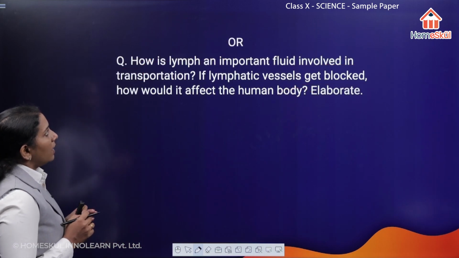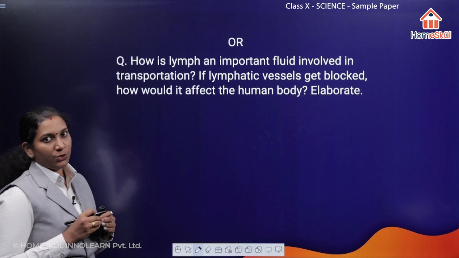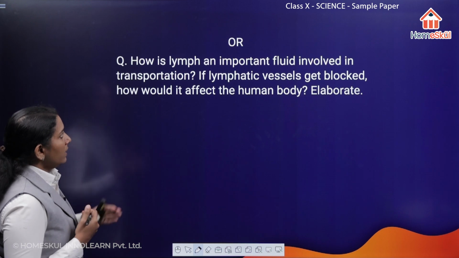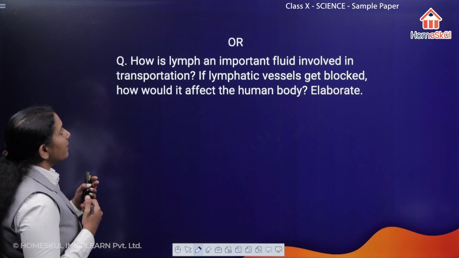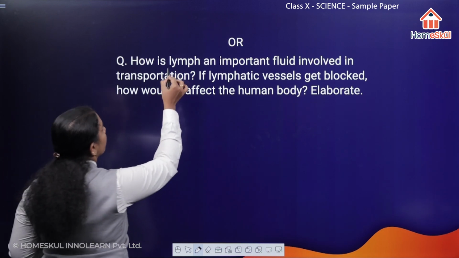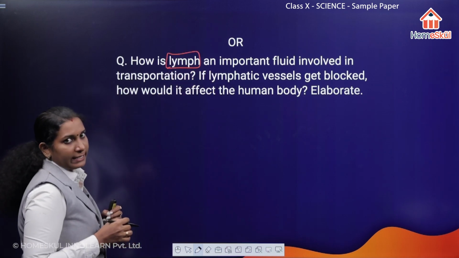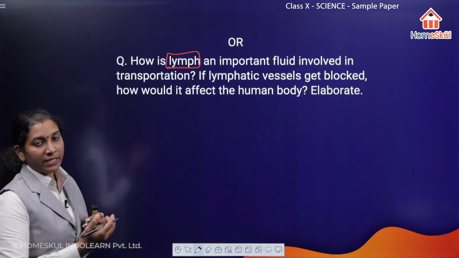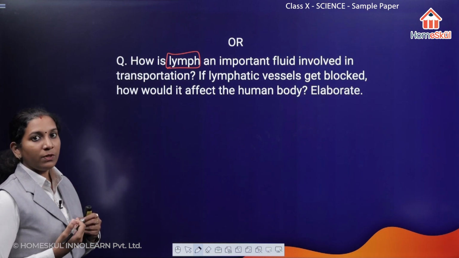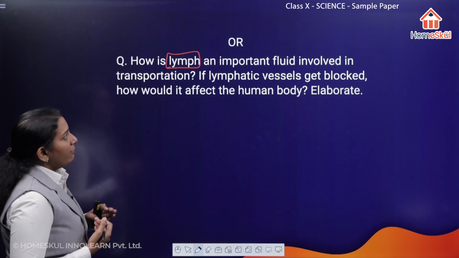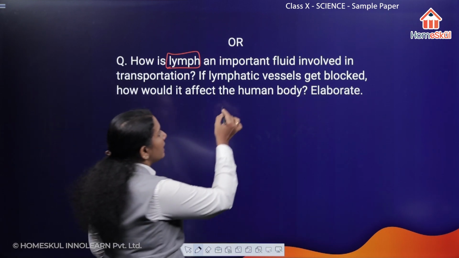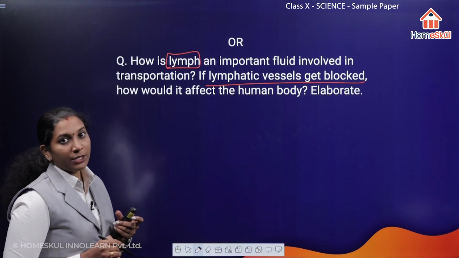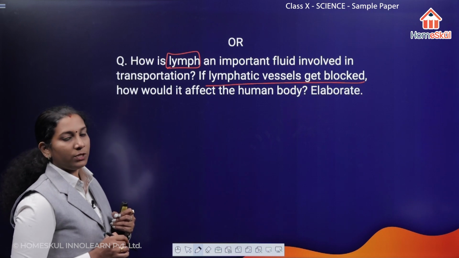Then, in this question, you have an OR question too. So you can attempt any one of these questions. How is lymph an important fluid involved in transportation? You know that lymph is also a body fluid like blood, right? Lymph has a lymphatic system, with lymph vessels, lymph ducts and lymph capillaries. If the lymphatic vessels get blocked, how would it affect the human body? That you have to elaborate in your answer. So that is the question.